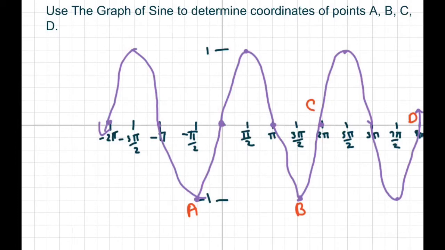The quadrantals are your 90-degree ones, so this would be pi over 2, pi, 3 pi over 2, and so forth. You just go through and plot it all the way through. It keeps going on and on.